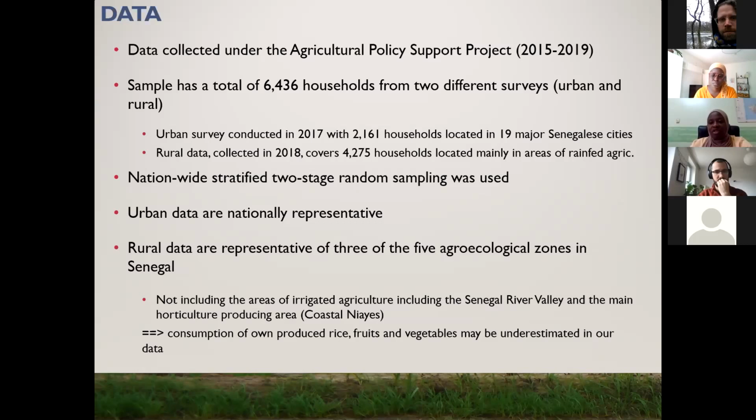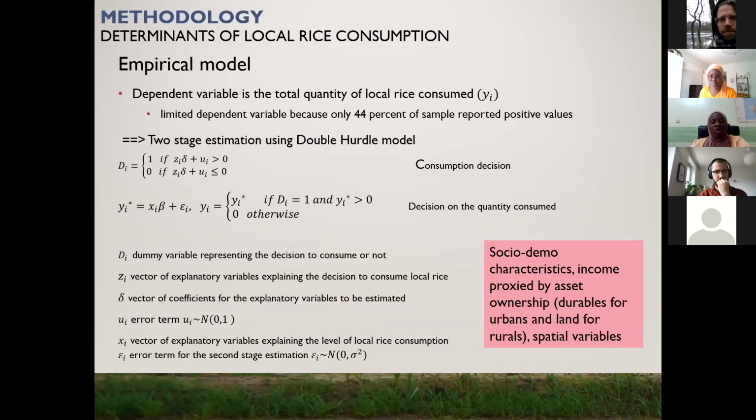So I will give the floor to Ami, and she will talk about, oh, sorry, I have 1 slide left. Regarding methodology, we have 2 questions. The first one is looking at the determinants of local rice consumption. For this question, we will use the double hurdle model, and our dependent variable will be the quantity of local rice consumed. The quantity is the monthly quantity, because the data was collected on a monthly basis.